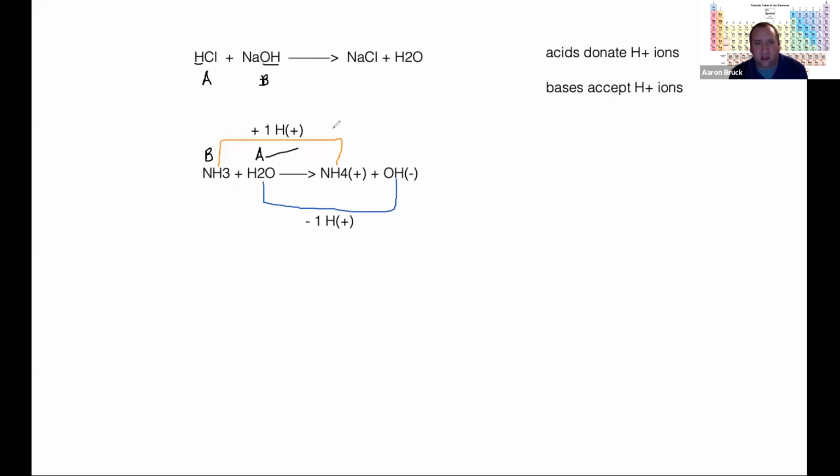Because it comes back to these concepts of Bronsted-Lowry acid-base theory. Bases accept hydrogens. Acids donate hydrogens. So let's take a look at another example.